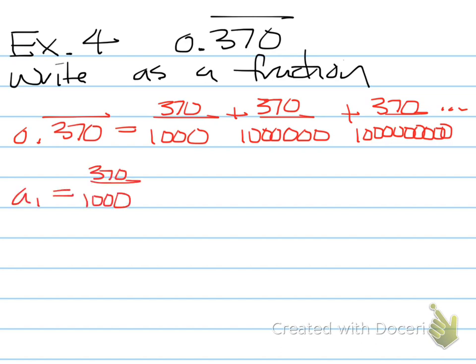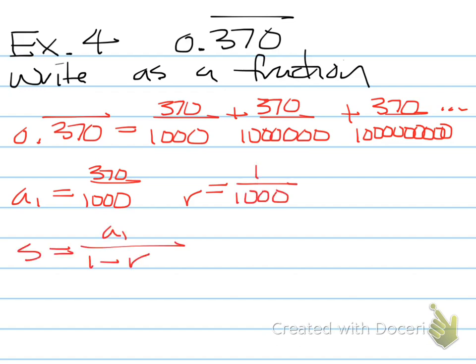So we can see now in this sequence that the first term is 370 over 1,000. And to get the next term in the sequence, the numerator is the same. We're just adding 3 zeros to the denominator, or multiplying each of the preceding terms by 1 over 1,000.